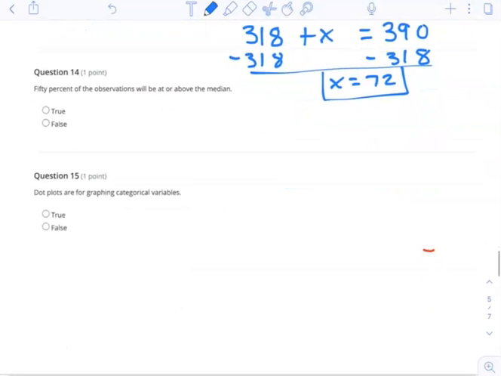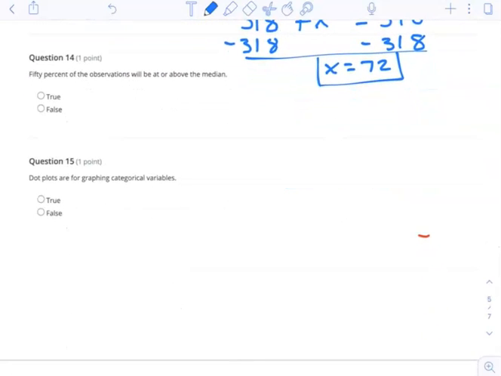Number 14, 50% of observations will be at or above the median. This is true. The median is the 50% mark of the data. So half of the data will be below the median, half will be above.